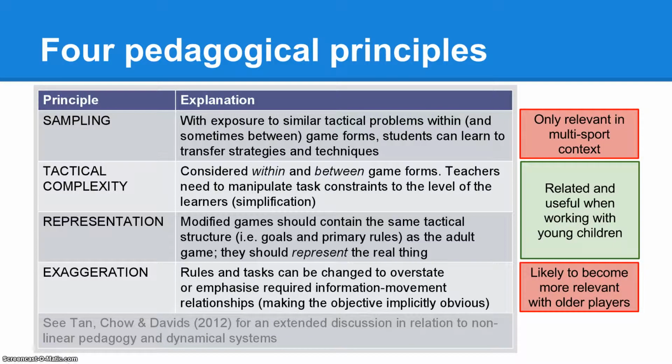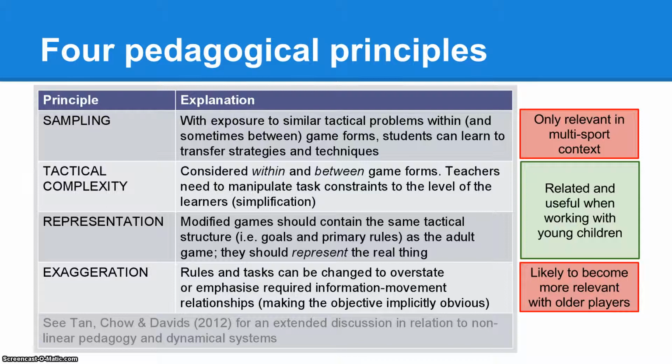So to start with tactical complexity, this is basically the idea that as a teacher or as a coach, you're going to manipulate task constraints, you're going to manipulate the nature of the game so that it meets the level of the learners. Now, that's a fairly simple way of saying that children need to be able to experience success in the game, and it has to be sufficiently simple for them to play easily, quickly, and experience success.